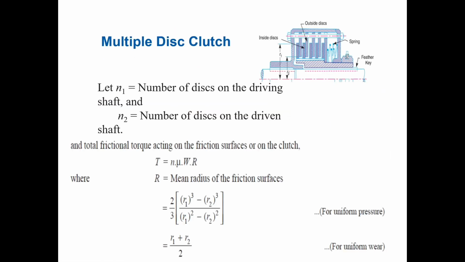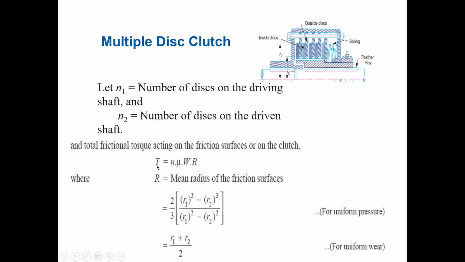Next, we are moving into multiple disc clutches. Here, this is more or less similar to the single clutch, but we are going to study a little bit of nomenclature. N1 stands for the number of discs on the driving shaft. N2 stands for the number of discs on the driven shaft. The formula remains the same.